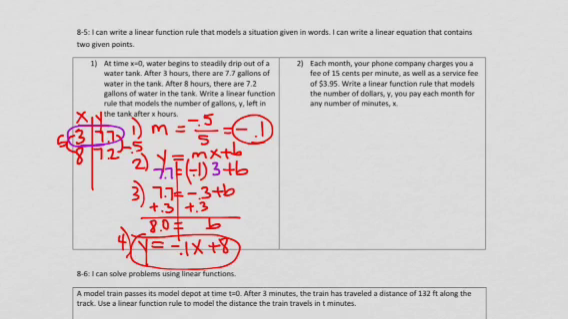And number 2, it says 15 cents per minute. So I know the per means the slope. 15 cents is written 0.15. So 0.15x because of the per. And you also have to pay a service fee of $3.95. So I have to add to that $3.95. And that is equal to how much I will pay. And that's it.